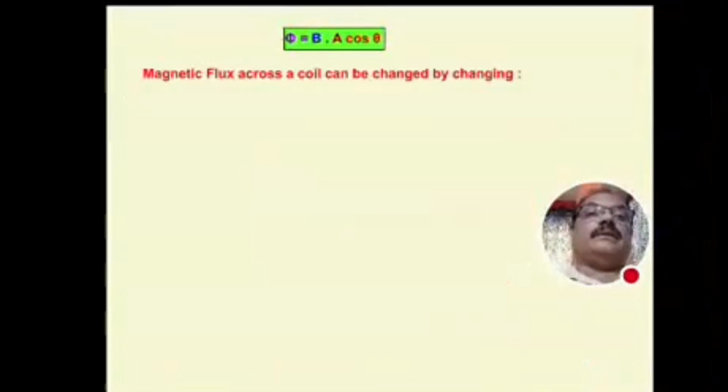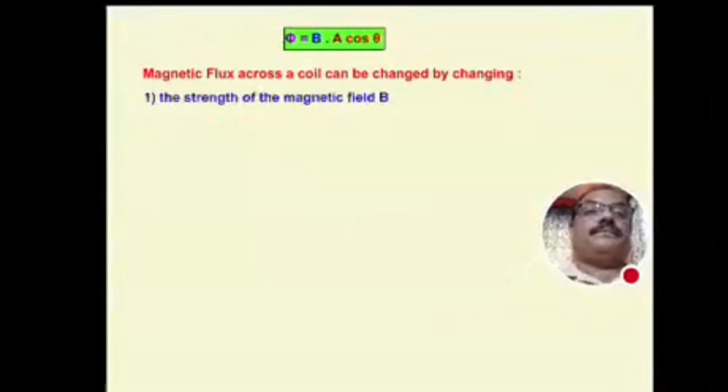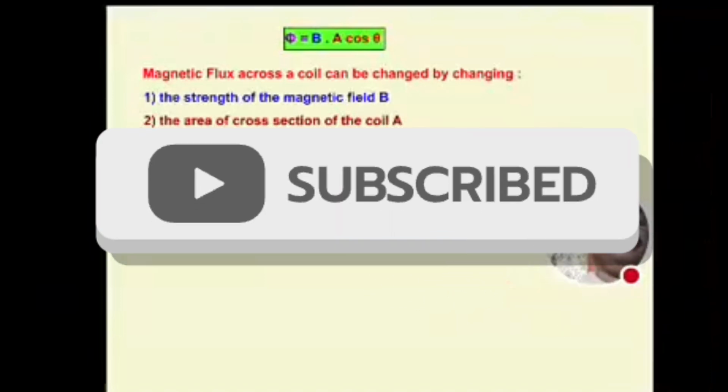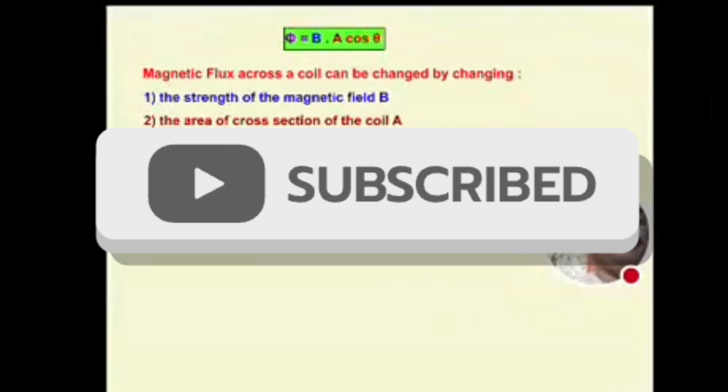Magnetic flux, how to calculate it? You need three components over here. One is magnetic field, another one is area, and then the angle between these two. That is why we can change the flux by changing magnetic field, or by changing area, by changing orientation with theta, or any combination of the above. These are the four methods.